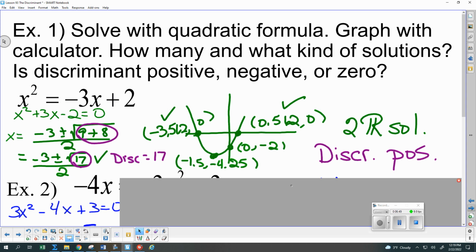Now, you're also going to have some where we ask you to graph these parabolas and ask you, is the discriminant positive, negative, or 0? You don't have to figure out that it's 17. You do your graph. Oh, it crossed twice. There are two real solutions. That means the discriminant was positive. So you're going to have some of those kinds of problems, not on today's set, but on future ones.